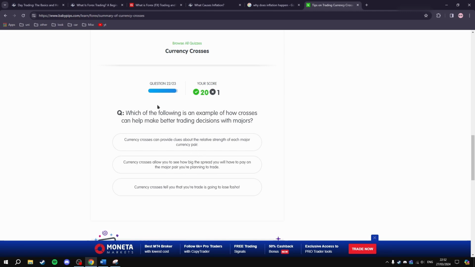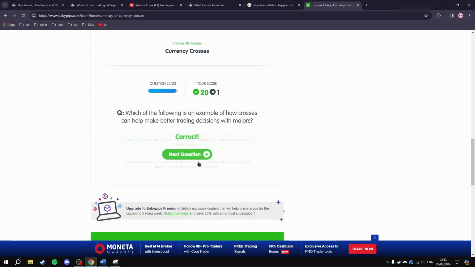Which of the following is an example of how crosses can help make better trading decisions with majors? Currency crosses can provide clues about the relative strength of each major currency pair. Currency crosses allow you to see how big the spread you will have to pay on a major. Nope. Currency crosses tell you that a trade is going to lose for sure. Nope, it's the first one.